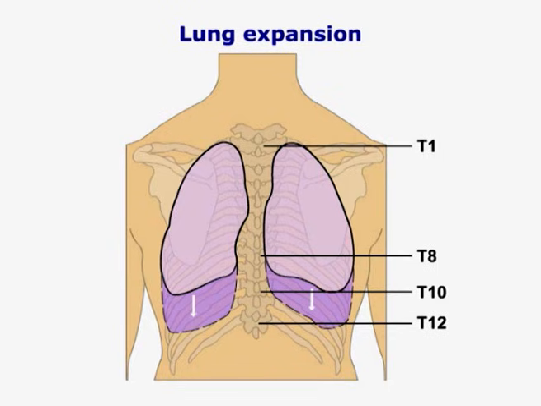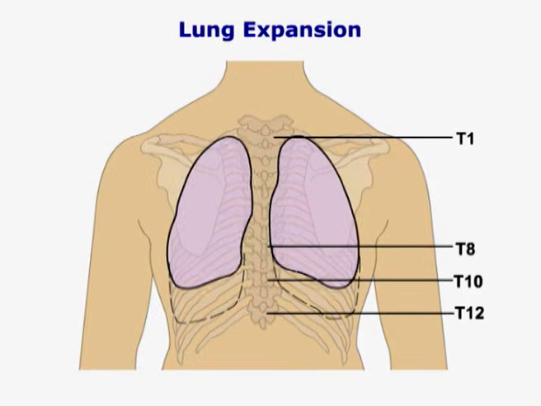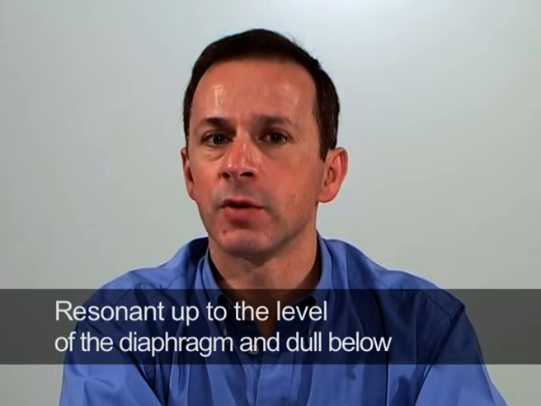The motion of the diaphragm can also be measured. Ask the patient to take a full breath, then fully exhale. Whilst in full exhalation, percuss down to T8. The resonant lung should be replaced with the dullness from below the diaphragm.